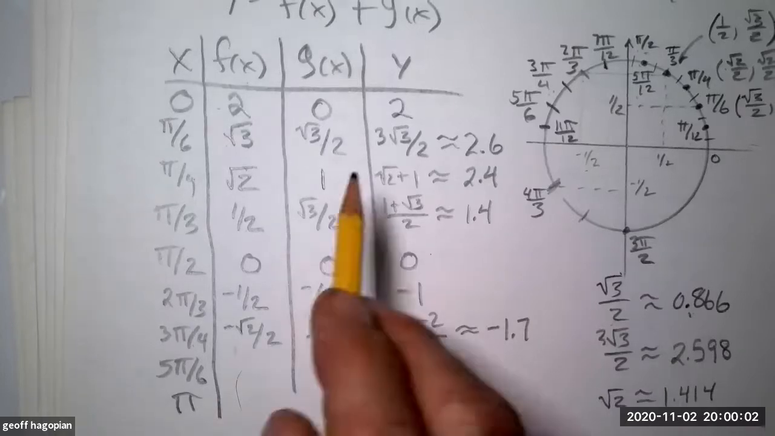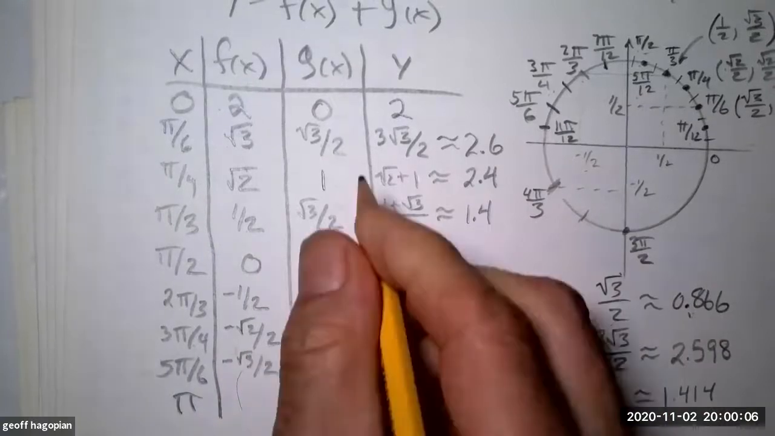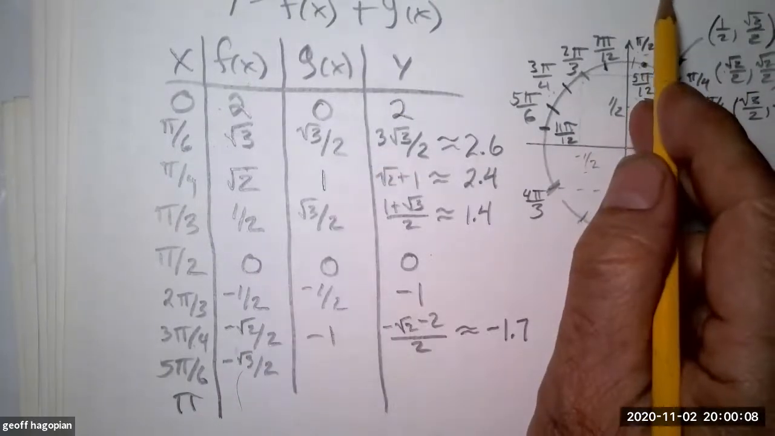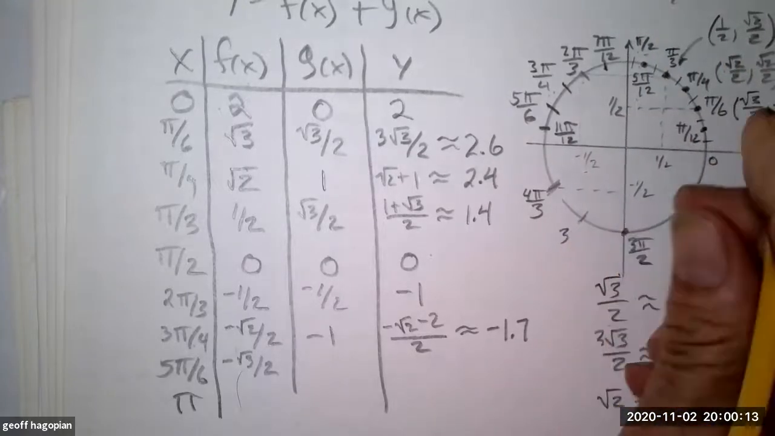5 pi over 6, cosine of 5 pi over 6 is negative square root of 3 over 2. Sine of twice 5 pi over 6 is 5 pi over 3, which is here.